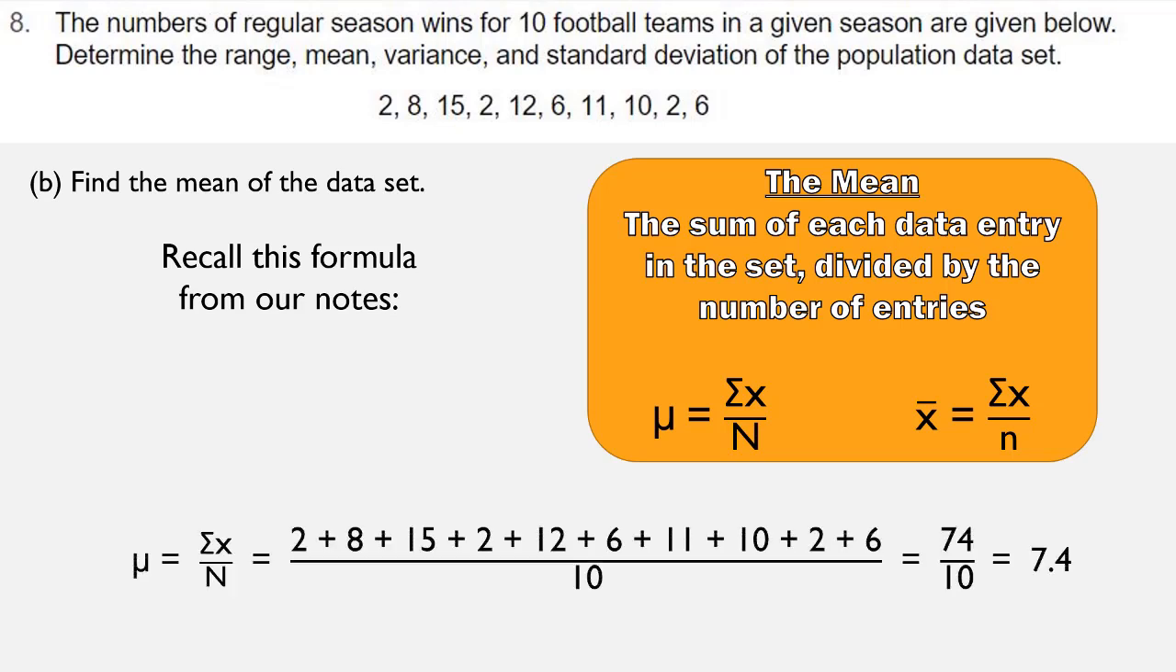So this was a population value. We were told at the end that it was a population data set. So we use sigma of x over capital N. Sigma of x means add up all the data values, and we divide by the total number of data entries. If we add up these 10 numbers, they add up to 74. So the mean is 74 divided by 10, which is 7.4. That's the answer to part B.